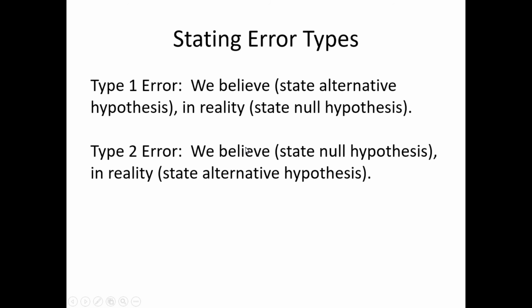So when you state error types as what could have happened in the study, you state it as we believe, and this is for a type 1 error, state the alternative hypothesis. In reality, state the null hypothesis. Type 1 error for the justice system: we believe the person is guilty of the crime. In reality, the person is innocent. For type 2 error, we believe the person is innocent of the crime. In reality, the person is guilty of the crime.